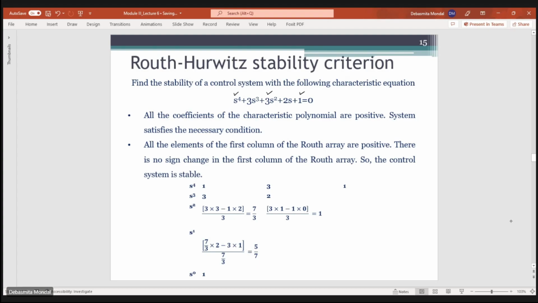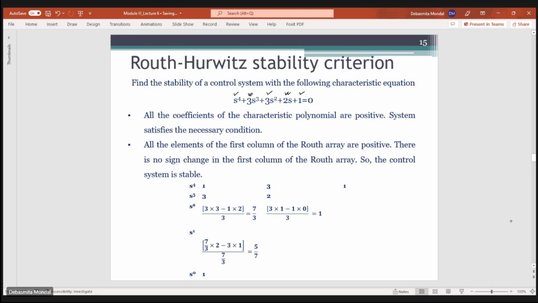So you have 1, 3, and 1 over here. In the second column, you will have the second term. In the second row, you will have the second term as well as the fourth term. So you have 3 and 2 over here. Now we will compute the other elements of this Routh array.